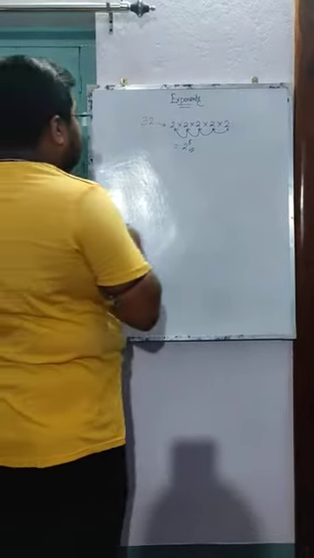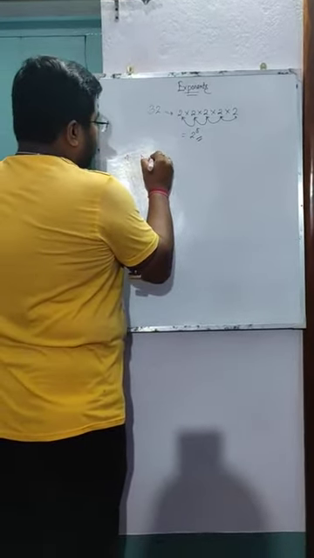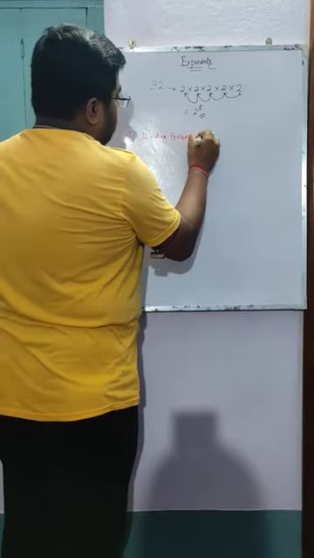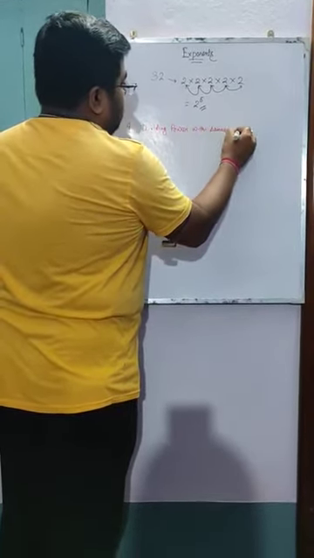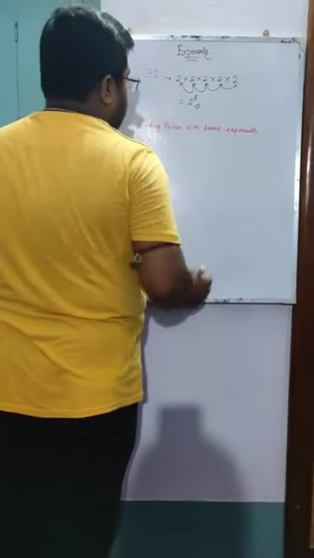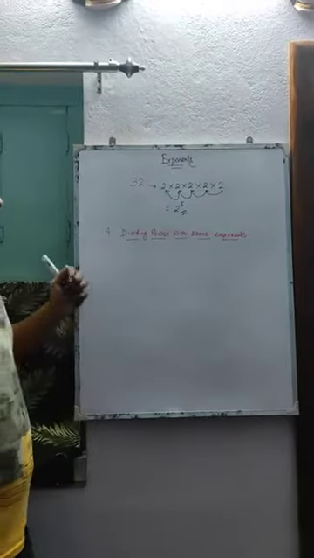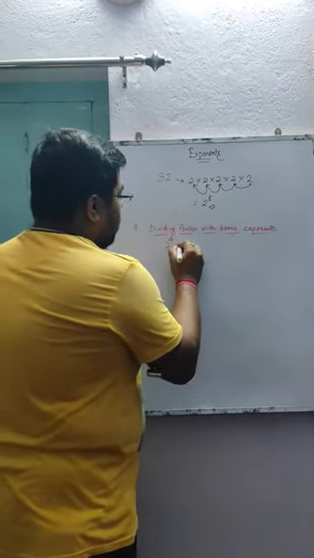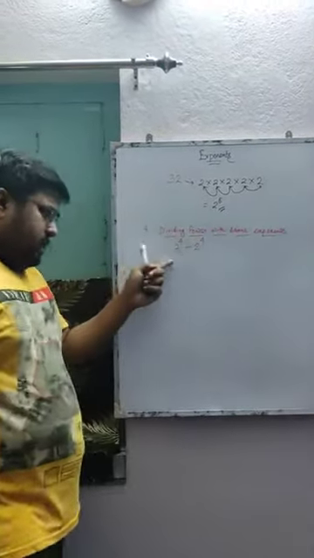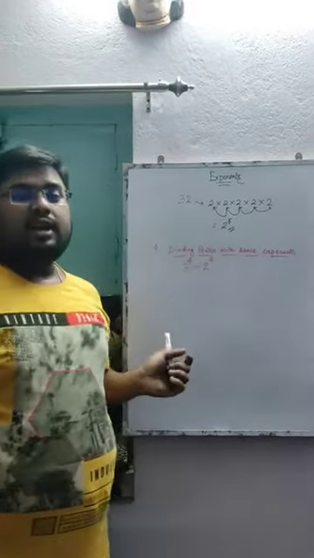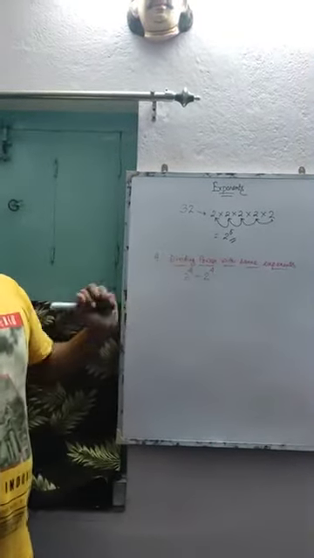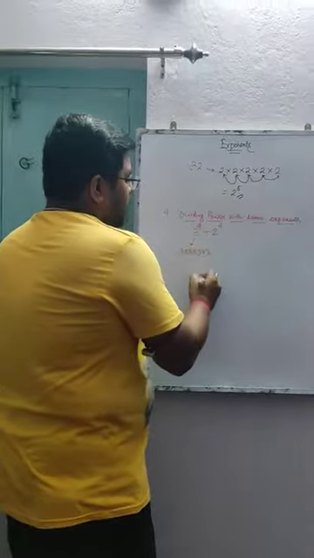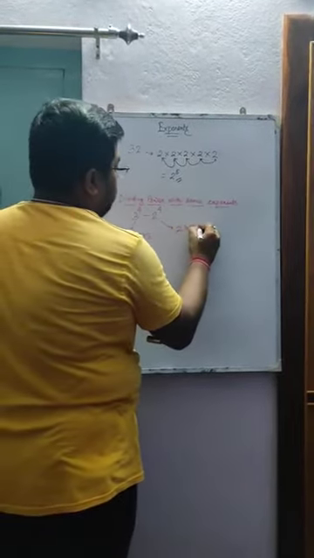Dividing powers with the same exponents. Now, take the example 3 raised to 4 divided by 2 raised to 4. Look here. We are taking two different bases, but the power or exponent is the same. So we can write it as 3 into 3 into 3 into 3, and 2 into 2 into 2 into 2.